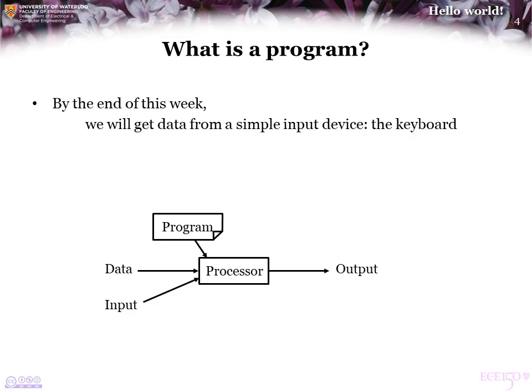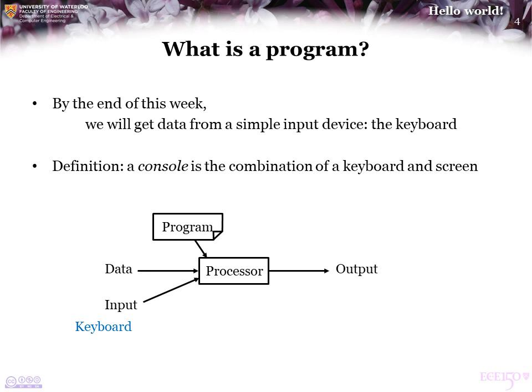Now, by the end of this week, we are also going to get data from a very simple input device, the keyboard. So now the program will issue instructions to the processor to interpret and use the data from the keyboard to produce appropriate output. Now, C++ uses a little bit of an antiquated language, and so we need a definition. The console is referred to as the combination of the keyboard and the screen. So we are going to discuss console input from the keyboard and console output to the screen.